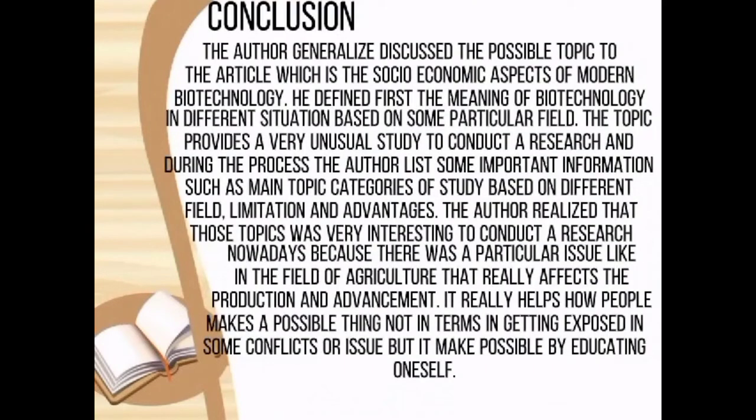Next is the conclusion. The author generally discussed the possible topics in the article, which is the socio-economic aspects of modern biotechnology. He first defined the meaning of biotechnology in different situations based on a particular field. The topic provides a very unusual study to conduct research, and during the process, the author lists some important information such as the main topic, categories of study based on different fields, limitations, and advantages.